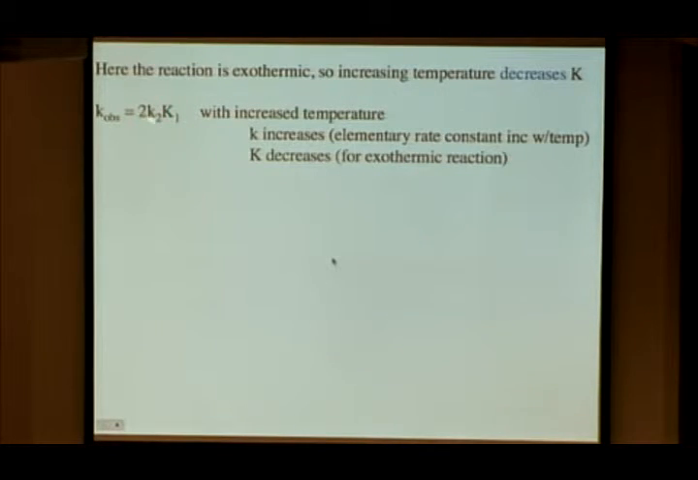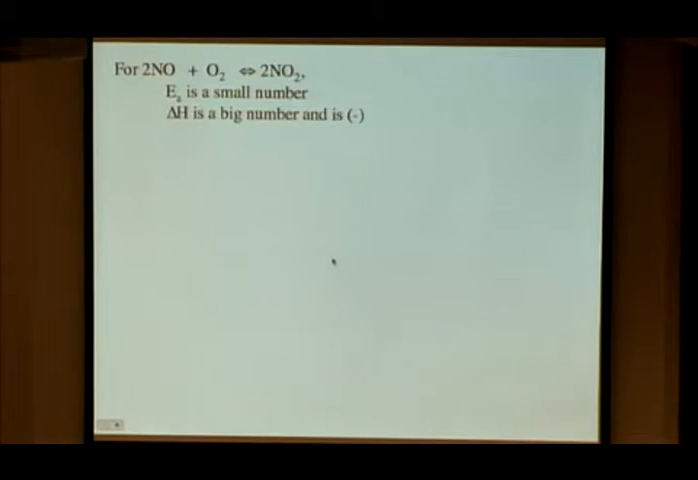So we have in this K-obs term, we have an elementary rate constant and an equilibrium constant. So if you increase the temperature, the rate constant increases, but the equilibrium constant is going to decrease. So the magnitude of the increase or decrease depends on the size of the activation energy or the size of delta H. So for this particular example, there's no way that you would know this, so I'm telling you that the activation energy is a small number, or you might be able to look it up in your book, and delta H is a very big number, and it's negative.